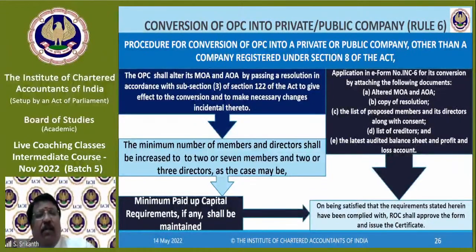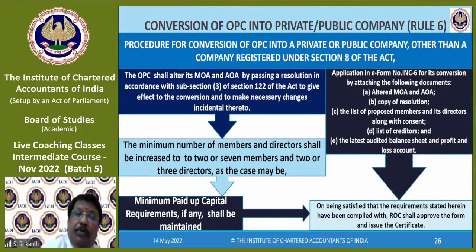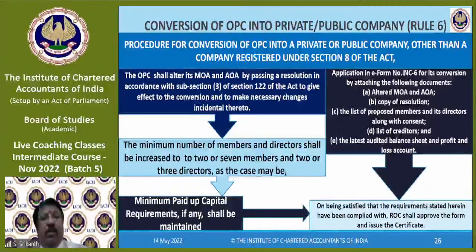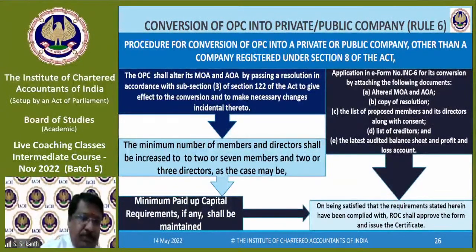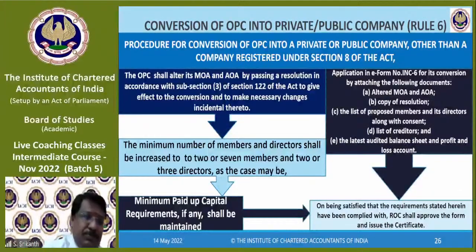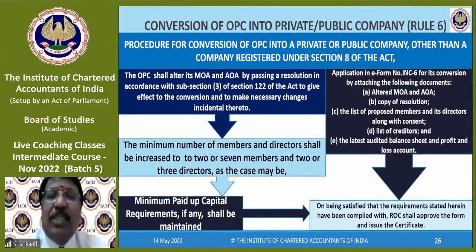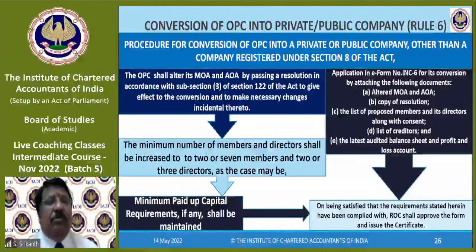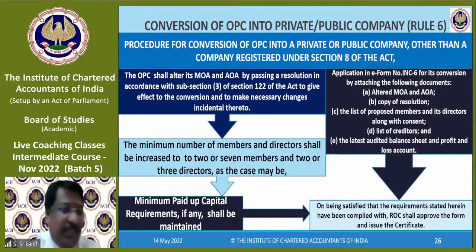Technically, OPC will come under the category of private. It is not a public company. But it is still a one-person company, right? If you want to have more shareholders, then you have to become a private company. If you want to go to the public for subscription of shares, you have to become a public company. So, first of all, the OPC shall alter its memorandum of association and articles of association. It has to pass a special resolution and give effect to the conversion and make necessary changes.